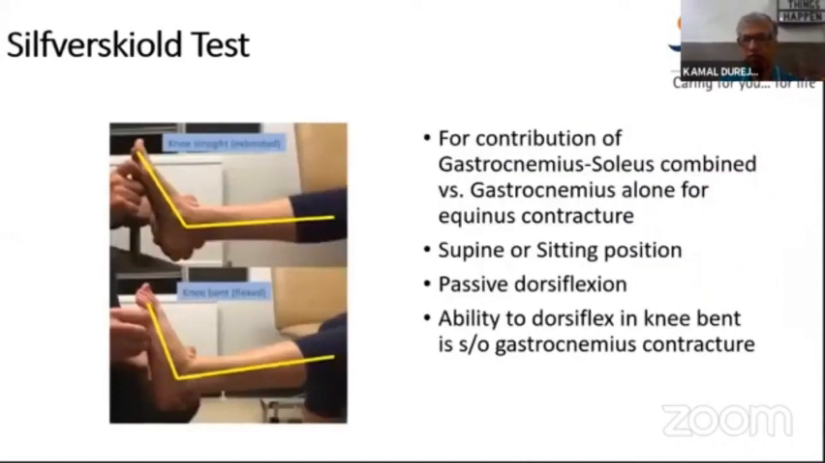Silfverskiöld test. The Silfverskiöld test is to diagnose the contribution of gastrosoleus to the equinus contracture. So when the patient is examined with the knee fully extended and we are unable to dorsiflex, then the knee is flexed, and again we passively try to dorsiflex the foot. Ability to dorsiflex in the flexed position, but not in the extended position, suggests that the gastrocnemius is contributing to this equinus contracture.